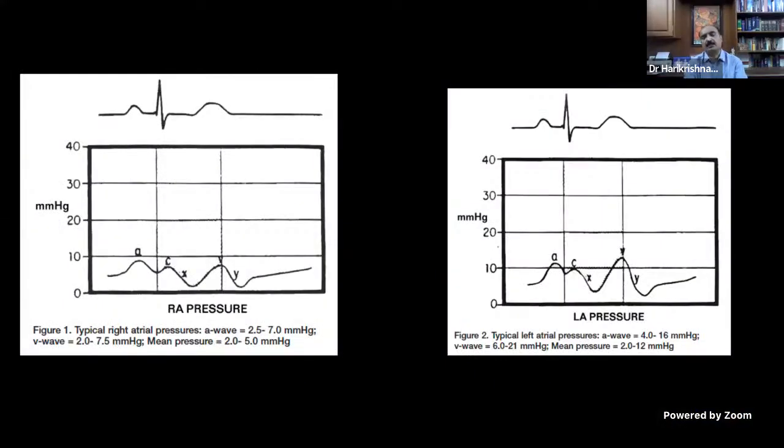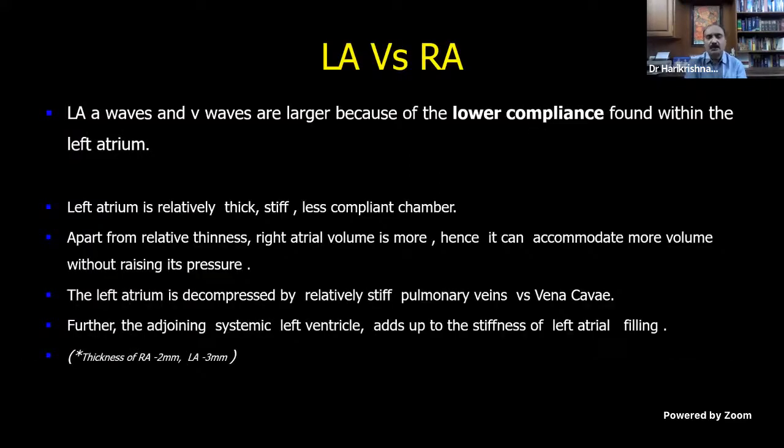So we'll come to each of these tracings when we discuss subsequent cases. So we have the RA and the LA pressure tracings. Normally the A wave will be more in the RA, and the V wave will be more in the LA. And usually the LA pressure is slightly more than the RA, because of the lower compliance of the left atrium.